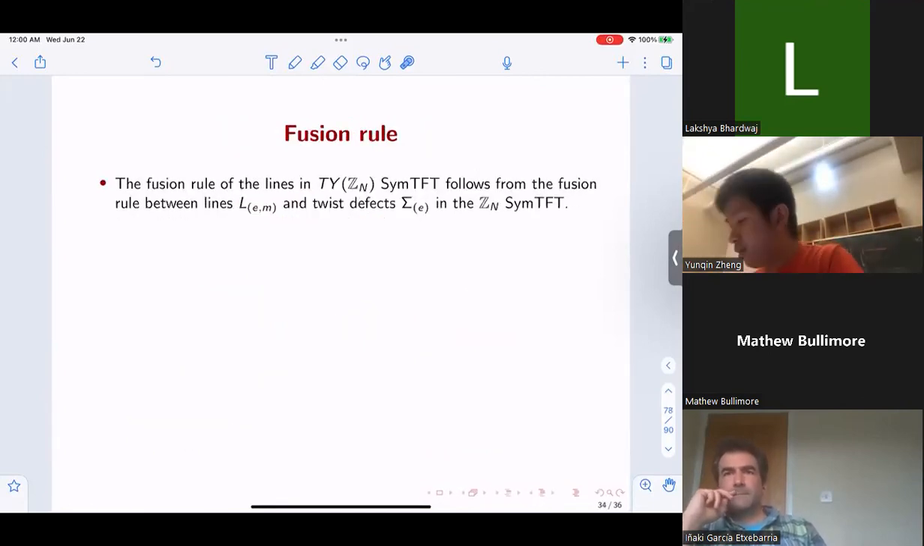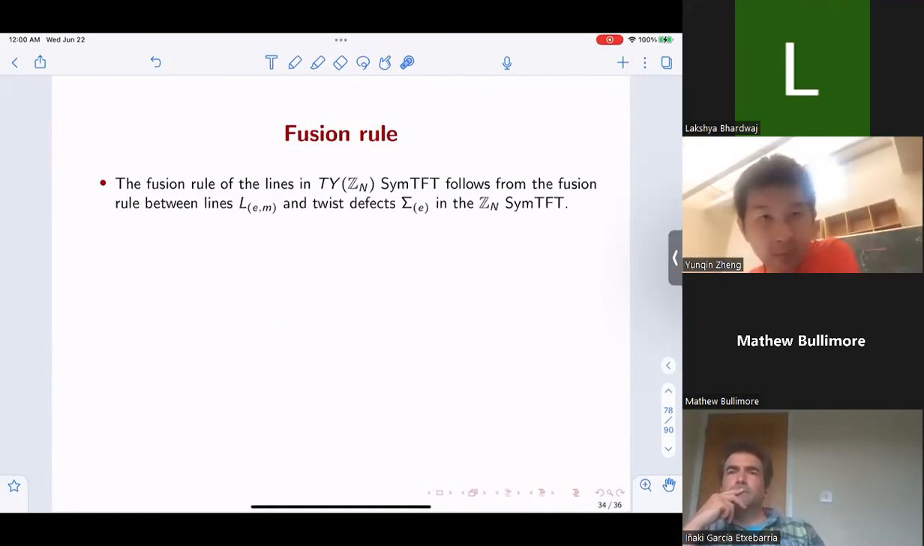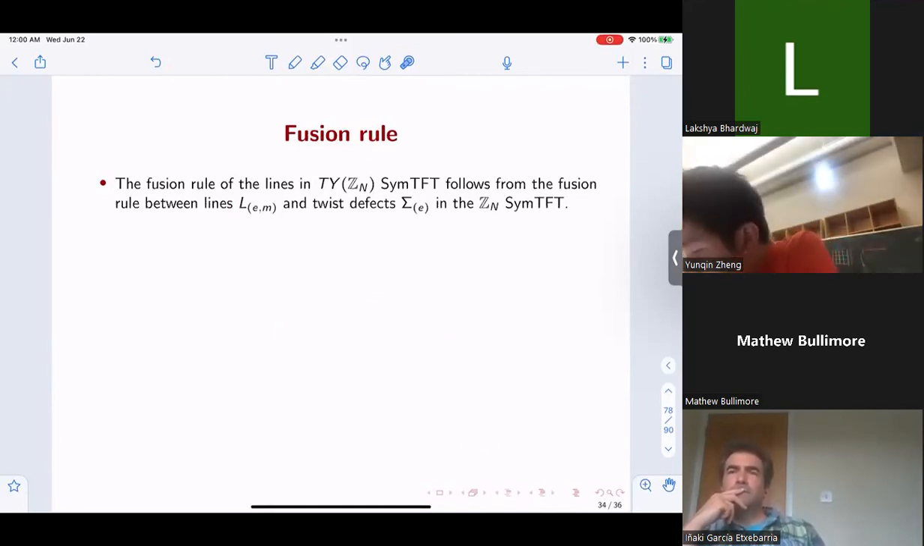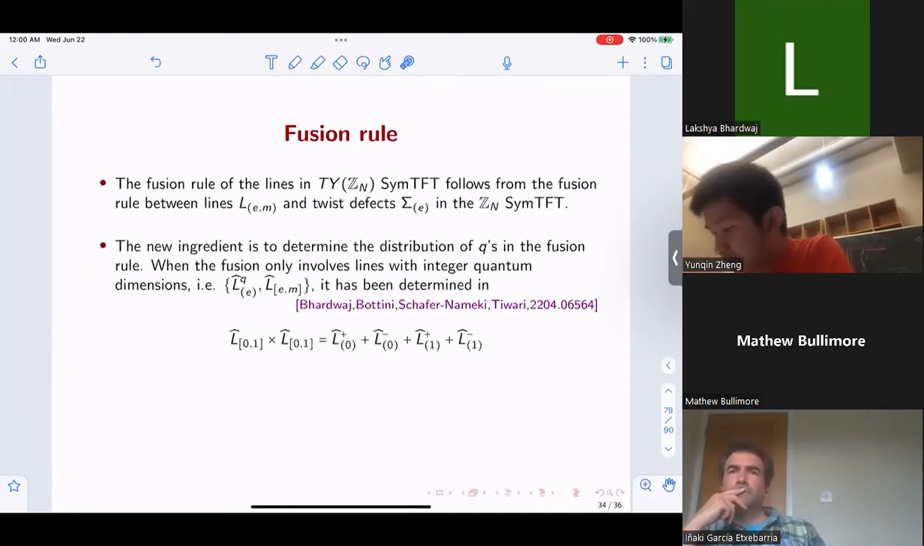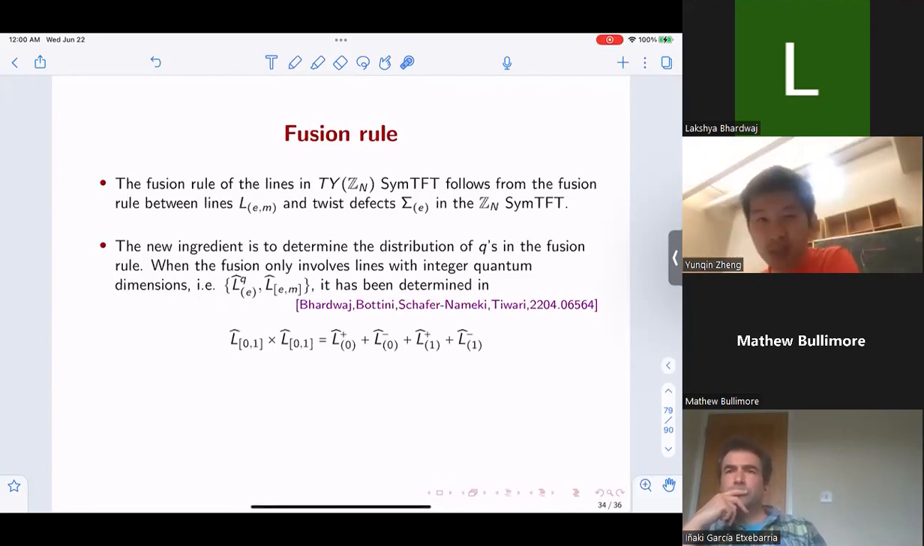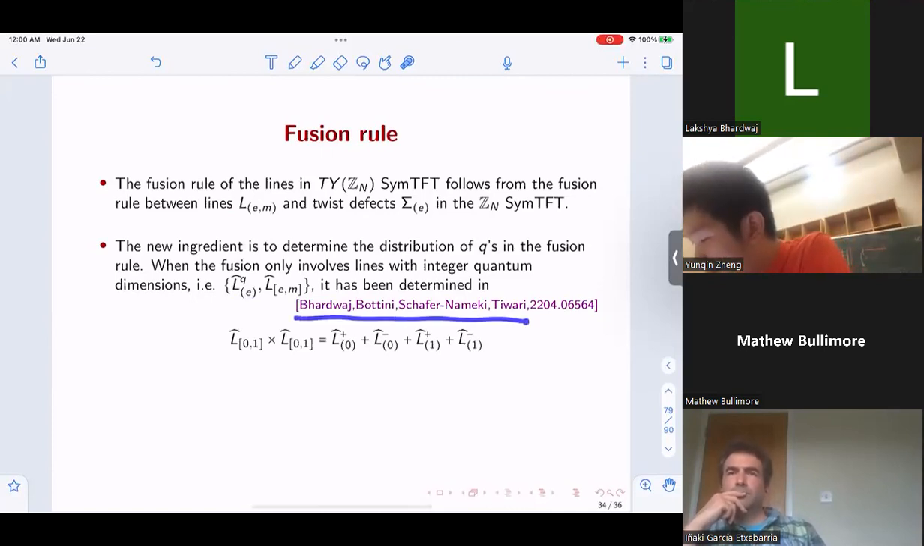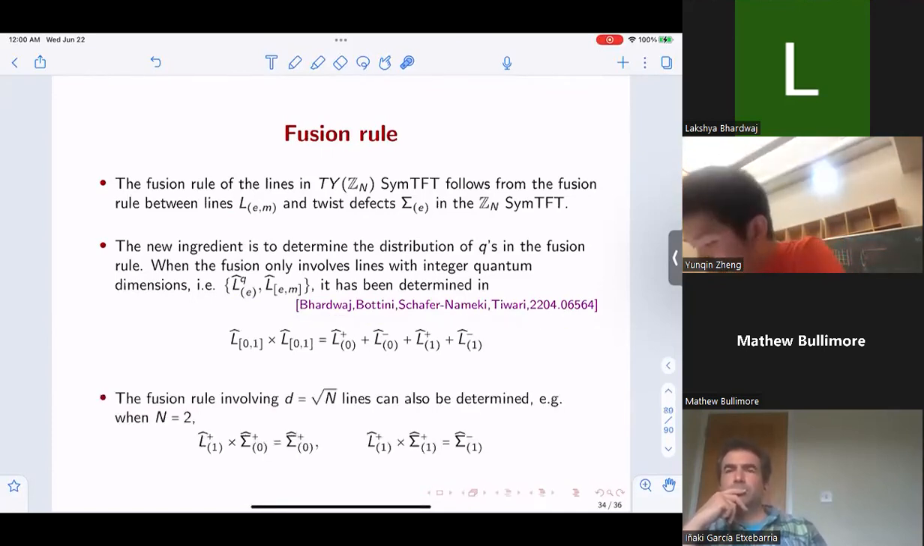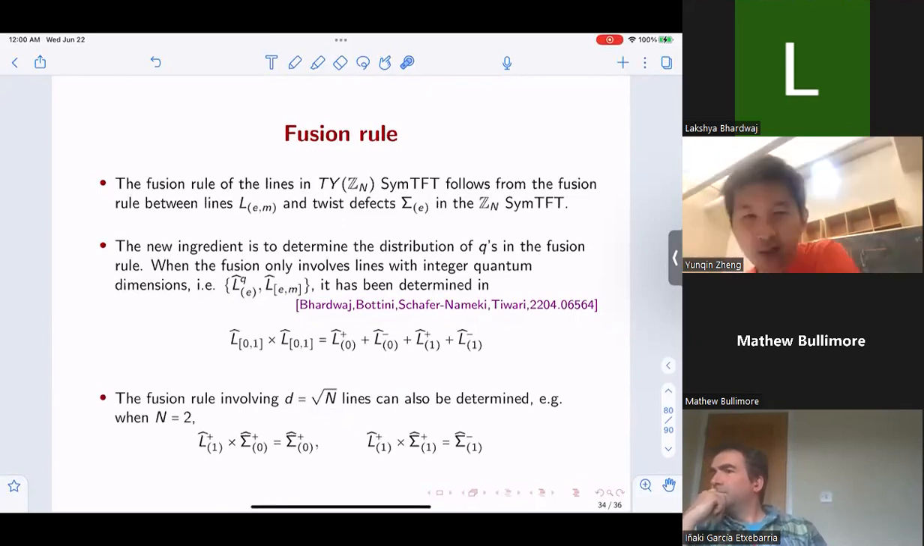We can also discuss the fusion rules of these lines I listed in the previous slide. I will not discuss the fusion rules explicitly in detail, but just to mention that the fusion rules involving the lines with integer quantum dimension have been worked out nicely in this paper. And it turns out that fusion rules involving the lines of quantum dimension square root of n can also be determined, but in a slightly different way.